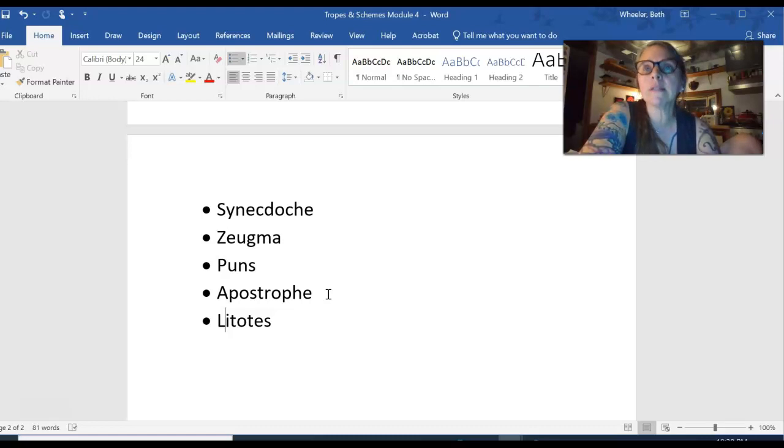Last, litotes. It's a kind of meiosis. Meiosis is understatement. Hyperbole is overstatement or exaggeration. So understatement is making a point in a subtle, soft, not aggressive way. And litotes does something similar to understatement, where you might make a reference to someone who's really, really good at something and say they're not so good at something, to make the point that they're really, really good. And it's kind of downplaying something.